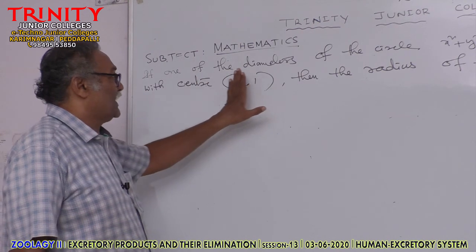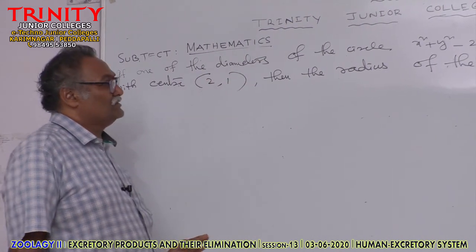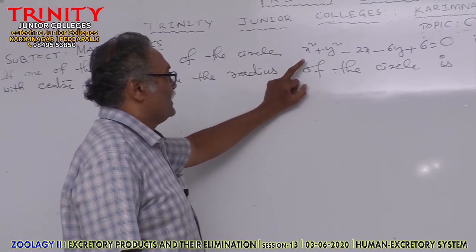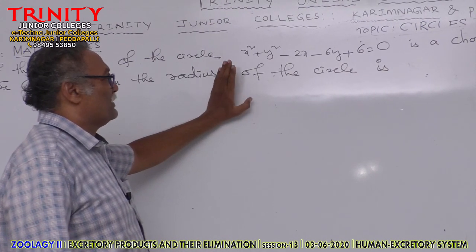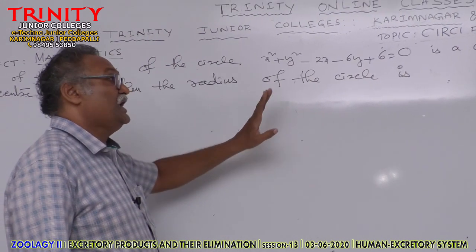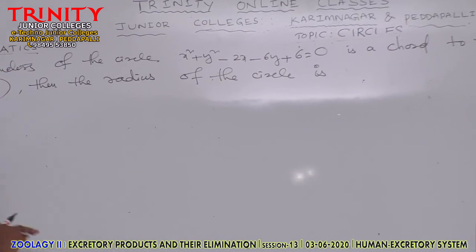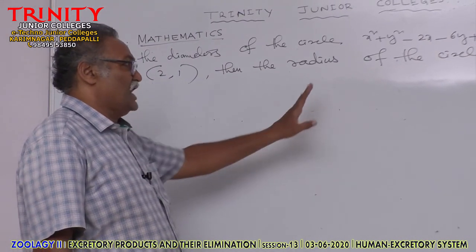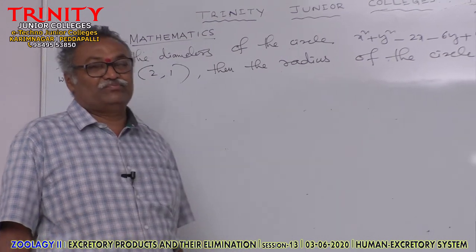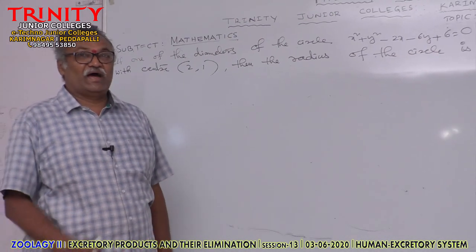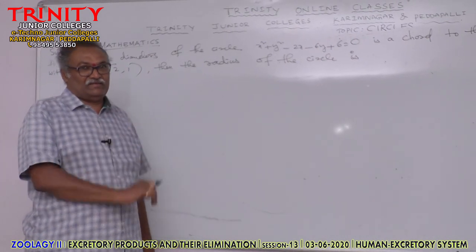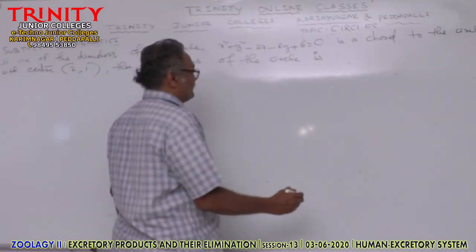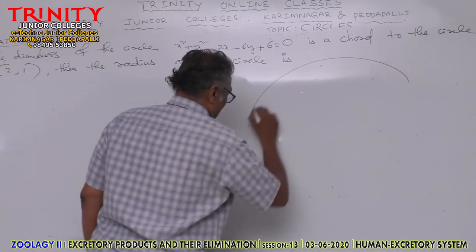If one of the diameters of the circle x square plus y square minus 2x minus 6y plus 6 is equal to 0 is a chord to the circle with center (2, 1), then the radius of the circle is, it is a previous IIT question.